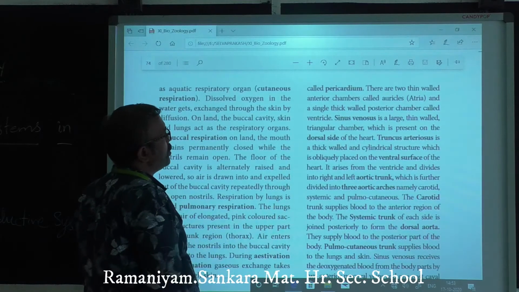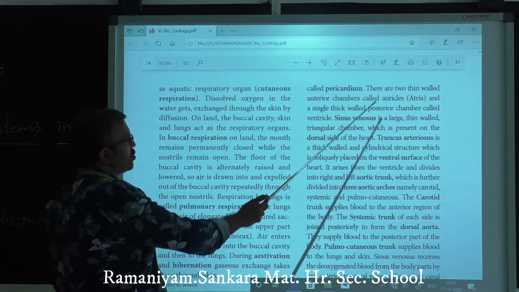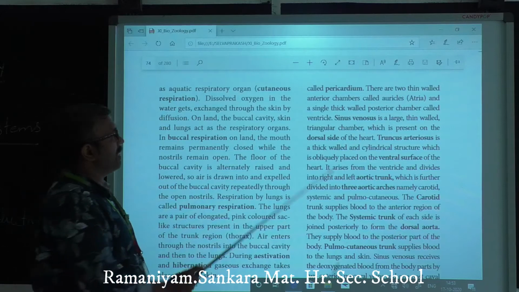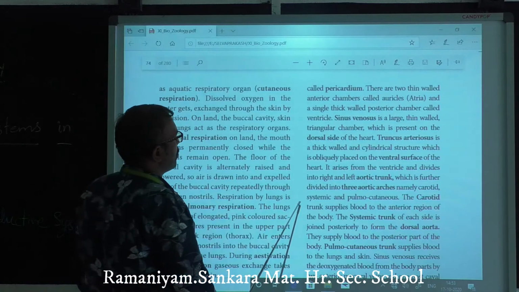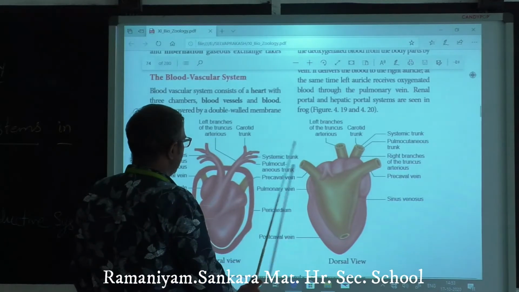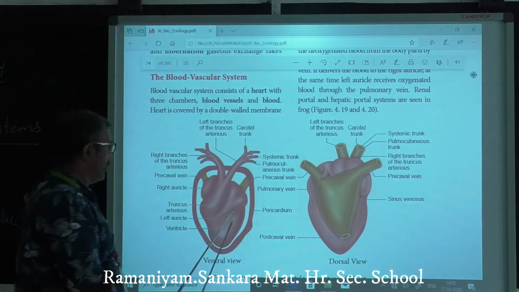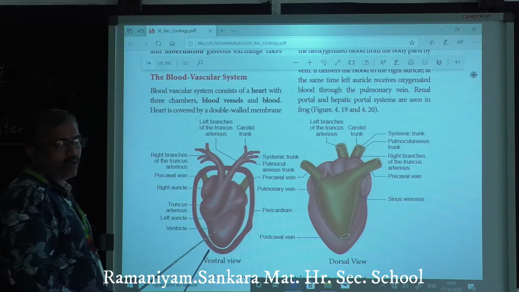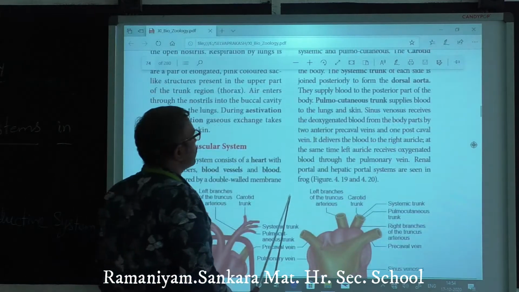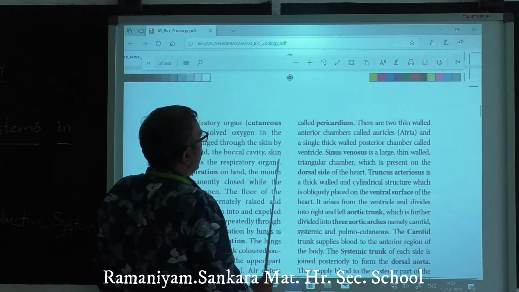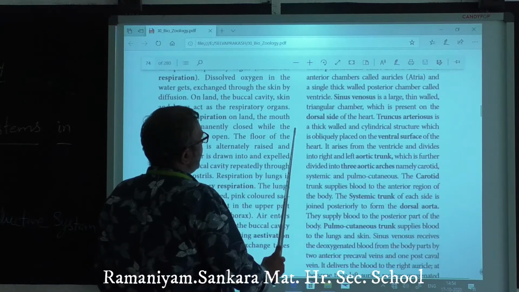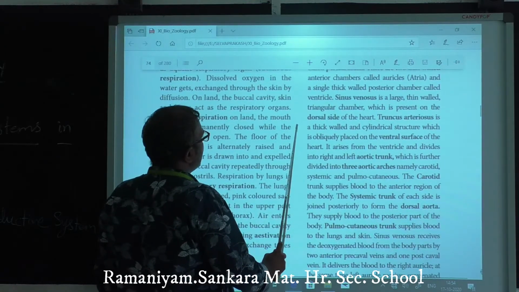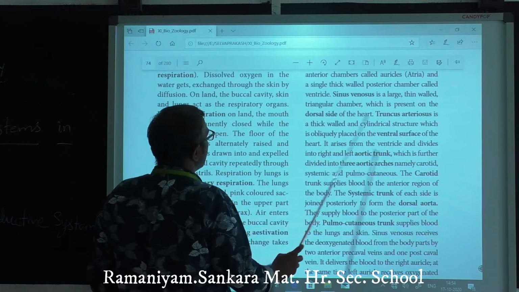There are 2 thin walled anterior chambers called auricles and a single thick walled posterior chamber called the ventricle. That's the 3 heart chambers: two auricles and one ventricle. So the ventricle is a single thick walled posterior chamber.